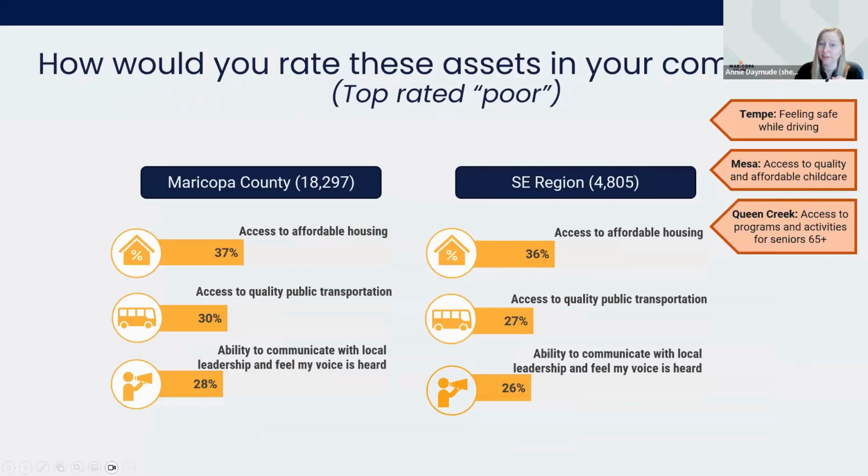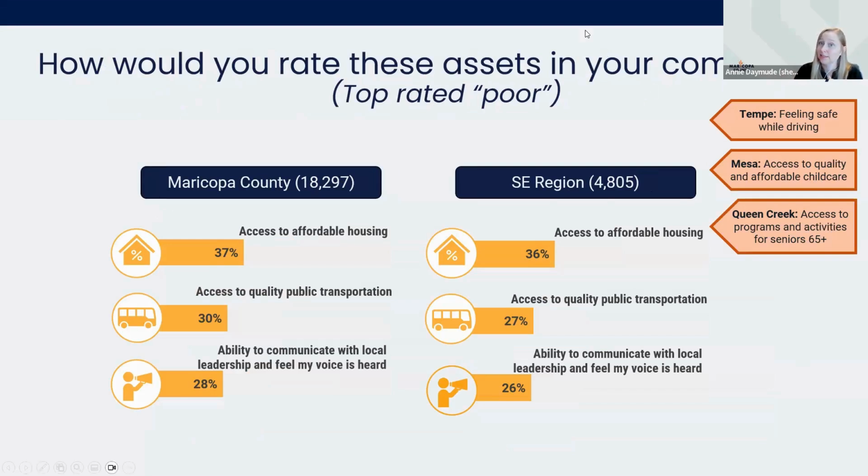Now we start to see a little bit of difference. So the question: how would you rate the following assets in your community? These are the assets that are top rated as poor. So both the county and the Southeast region identified access to affordable housing, access to quality public transportation, and ability to communicate with local leadership and feel my voice is heard as the worst ranked assets in their community.